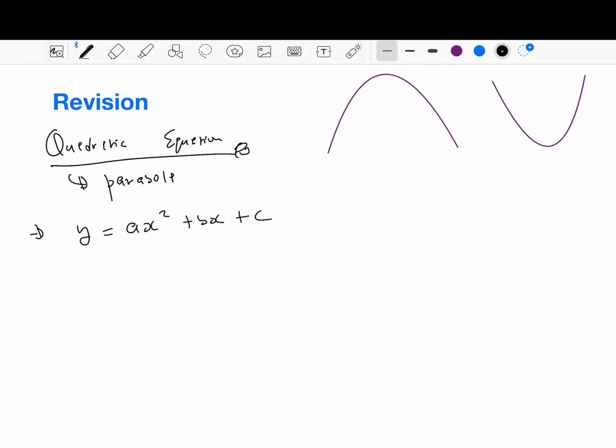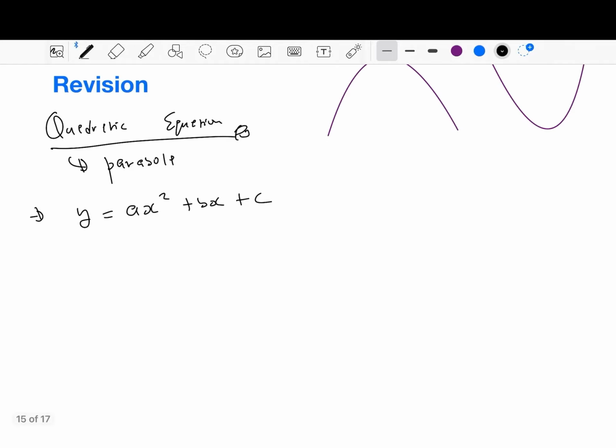x is an independent variable. y is a dependent variable. But what I want to highlight here is a. a is a variable that we use to show the shape of a parabola, right?